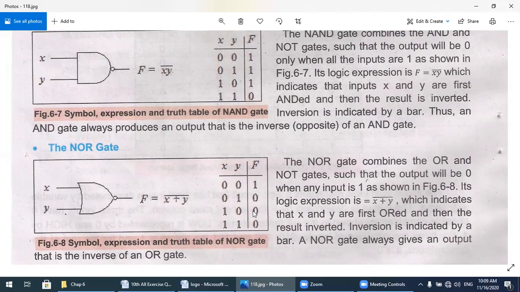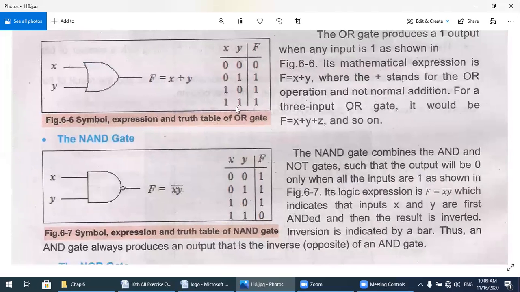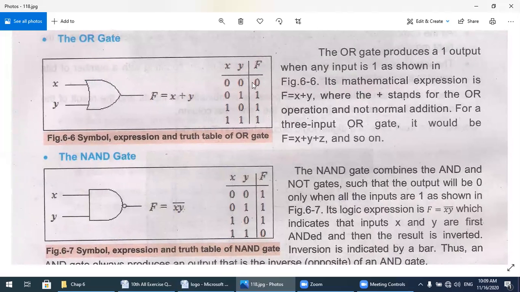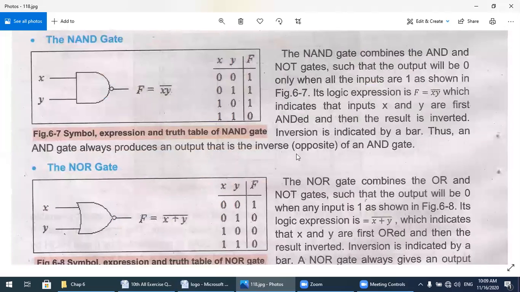Now watch here, this one was the truth table for the OR gate. Over here only 0 was there. This will be converted into 1, and the rest will be converted into the 0 state. So these are the NOR gates.